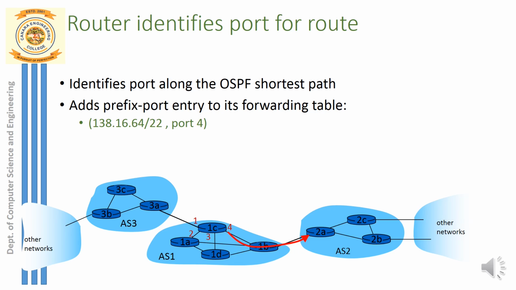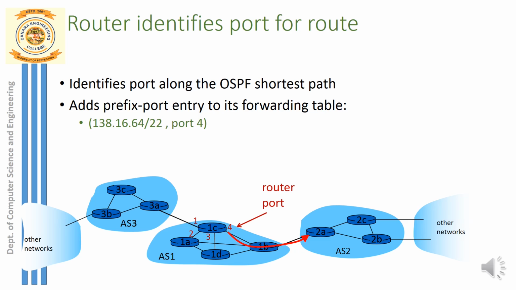Next, how does the router identify the port for a route? So what is the meaning of port here? For example, I can have 1C as one of the routers, and in order to reach the destination here, there are multiple routes it can take. Suppose a packet has to be sent from 1C in AS1 to AS2. In that case, 1C should redirect that packet to AS2. But how can it redirect?